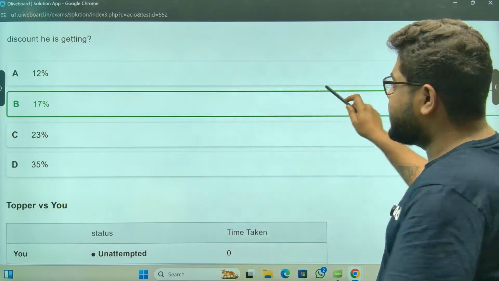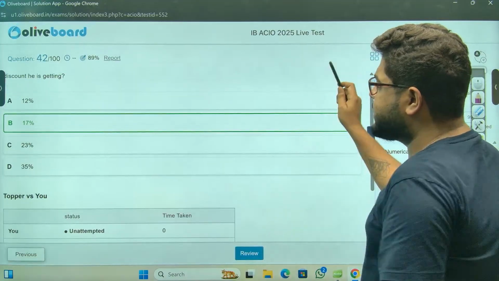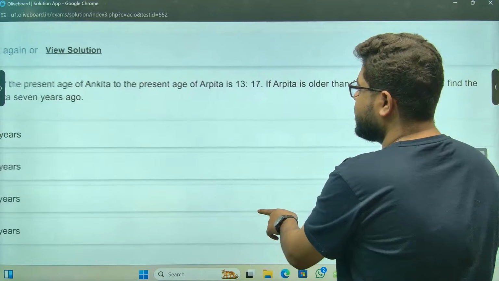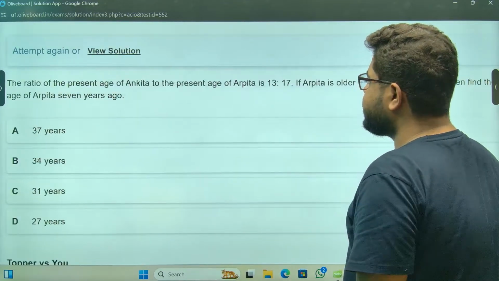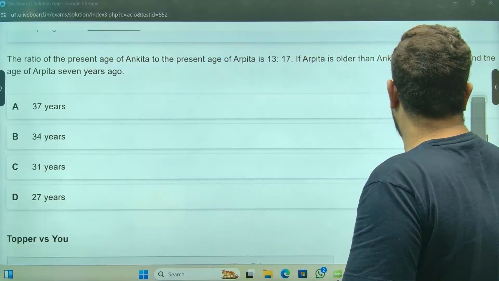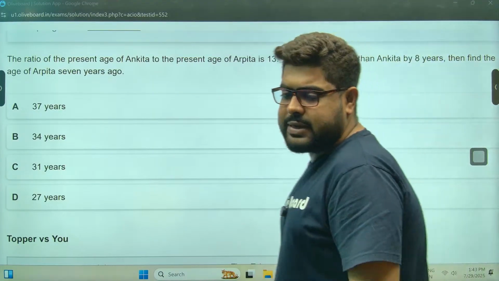Very, very simple once again. You see, simple questions. Next one, sir. Again, the maths level is not very high in the exam.